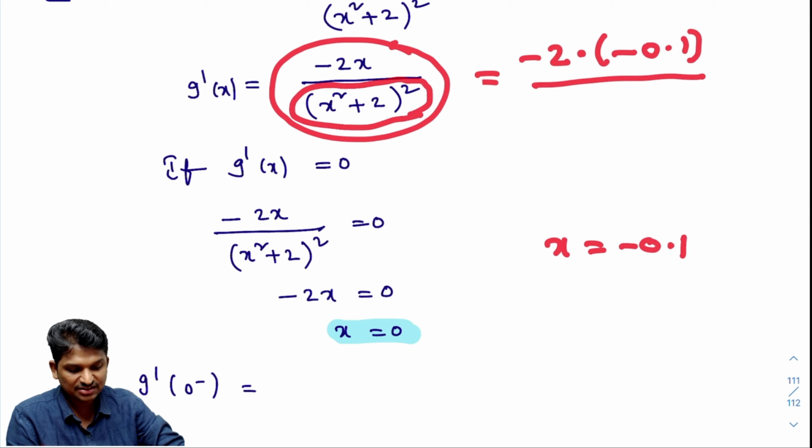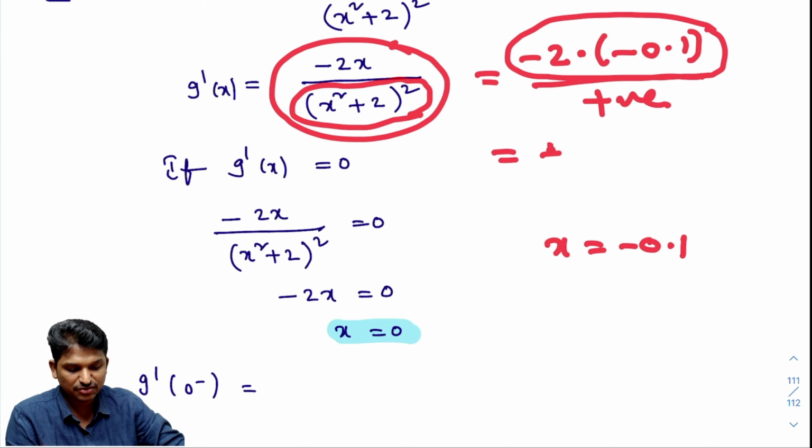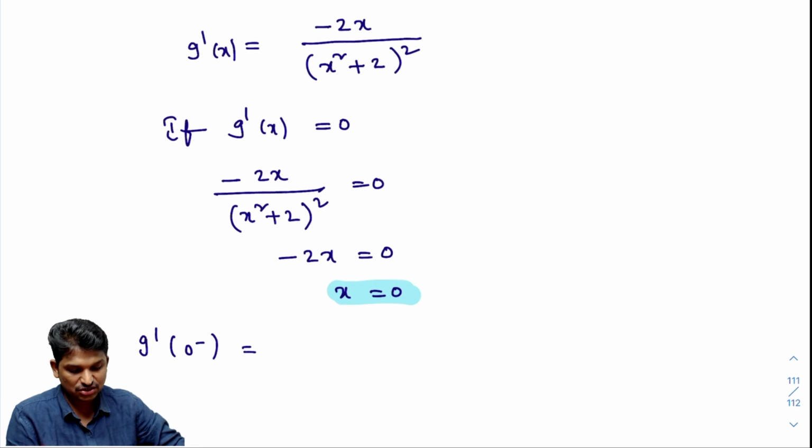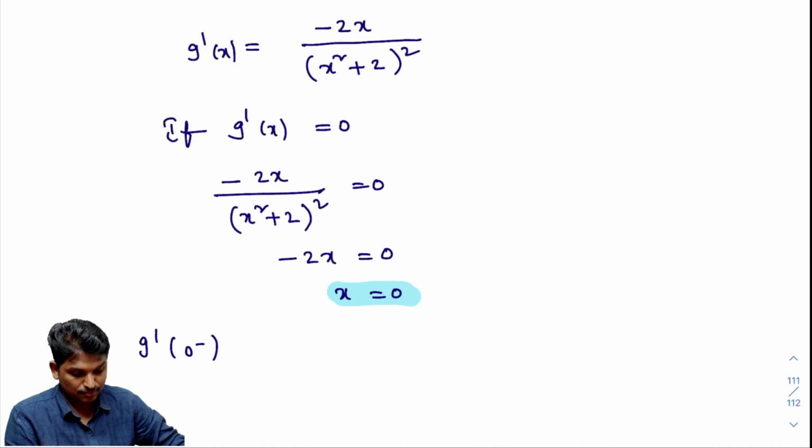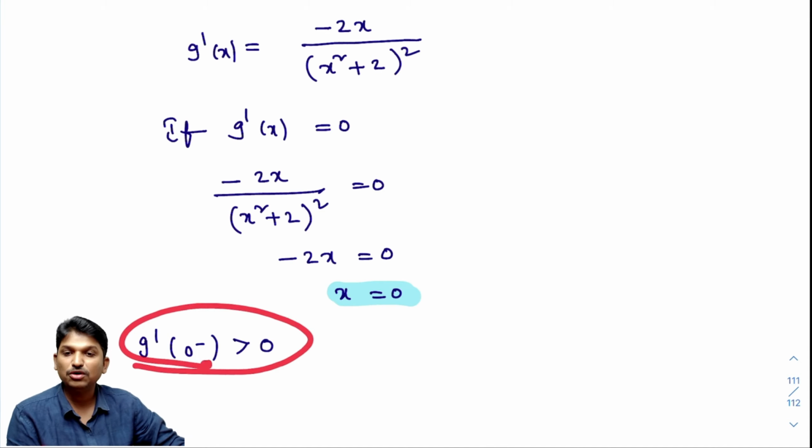Obviously the denominator is positive only. Now you observe the numerator. What are you getting in the numerator? Minus 2 into minus 0.1. What is this? This is positive. Positive divided by positive is positive. So what do I want here? I want to know whether g dash of 0 minus is positive or negative. So I got that g dash of 0 minus is positive.